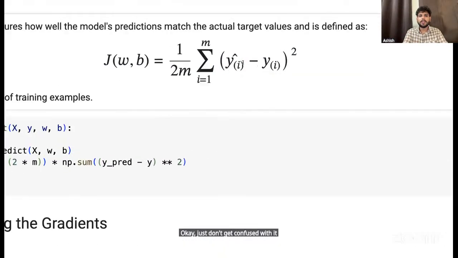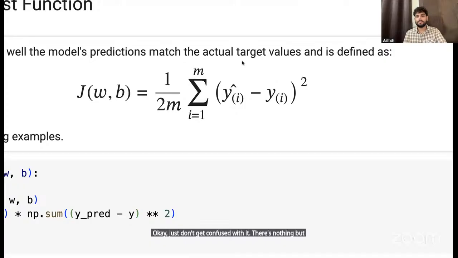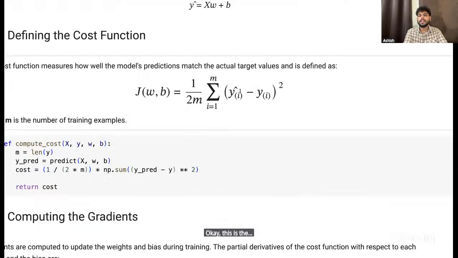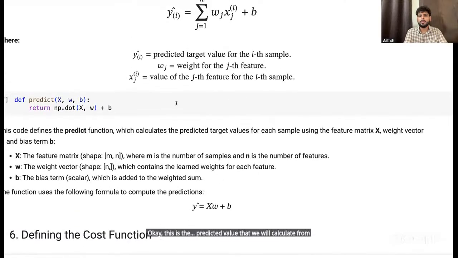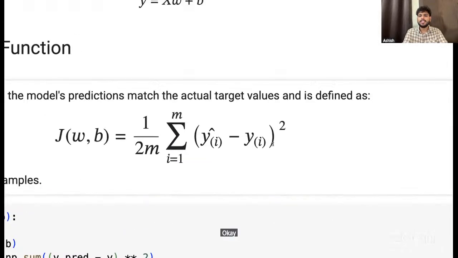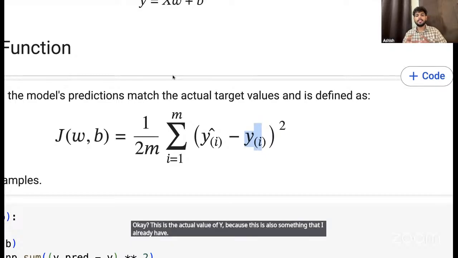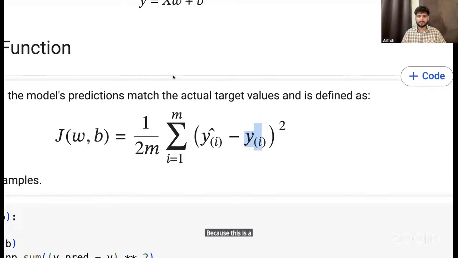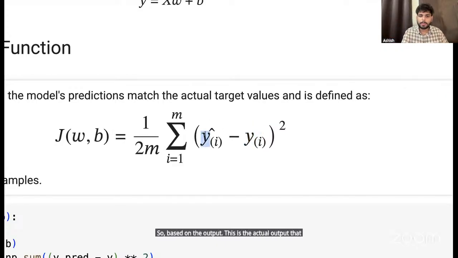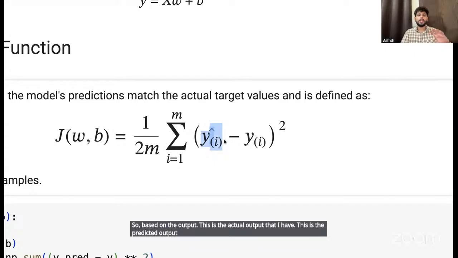This is nothing but a function that we have written. This is the predicted value that we will calculate from random values of W and B. This is the actual value of Y, because this is labeled data. I know the input, I know the output. So this is the actual output that I have, and this is the predicted output that I will get based on random W and B.